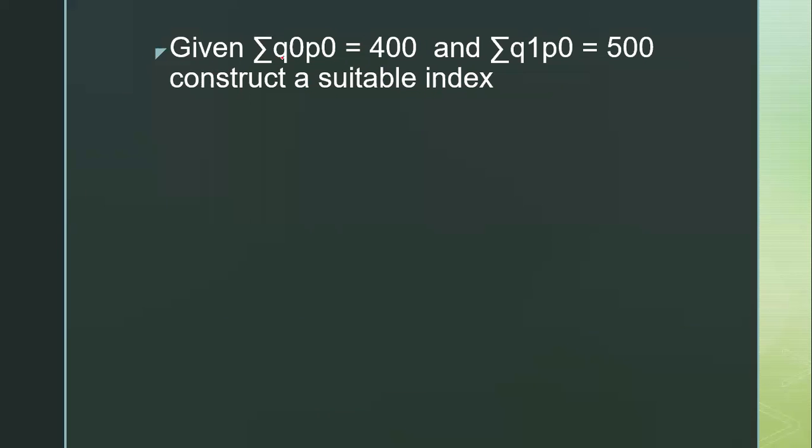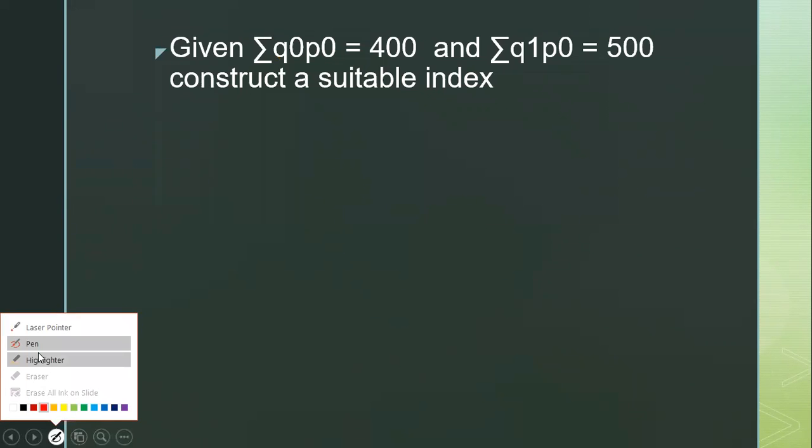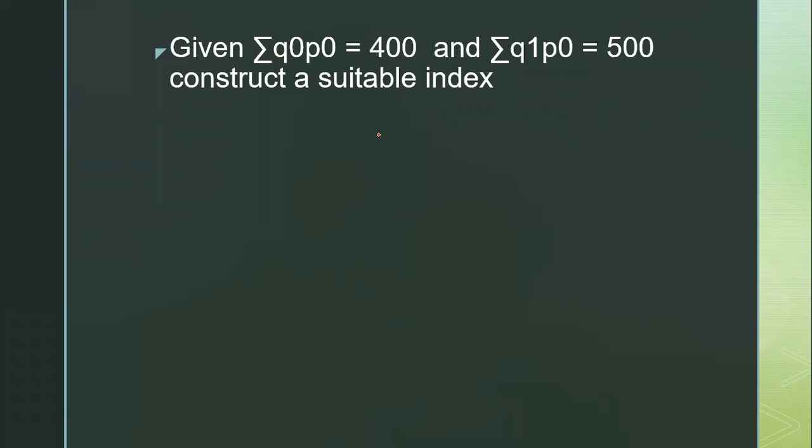Okay, next problem. Given summation Q0 P0 is 400 and summation Q1 P0 is 500. So we have Q0 P0, and they have given the value of P0, Q0 and Q1. Which method will you apply? They have given us price of the base year. Yes, Laspeyres. Which method? Laspeyres quantity or price?